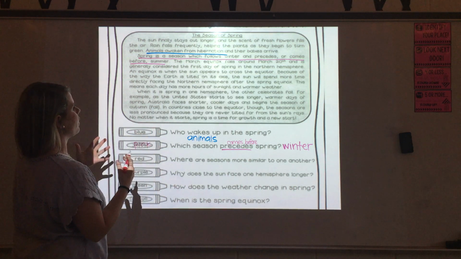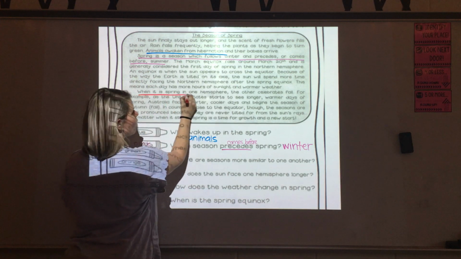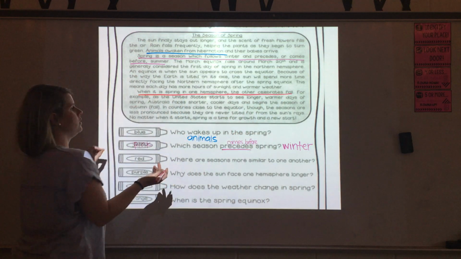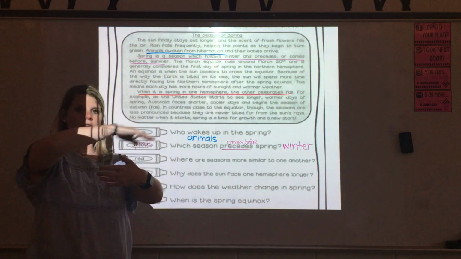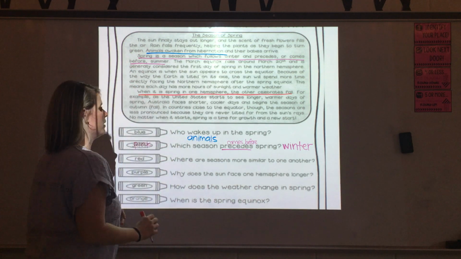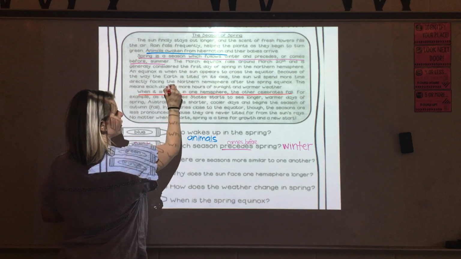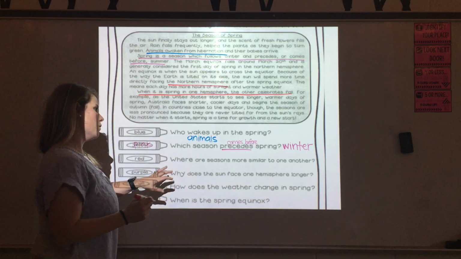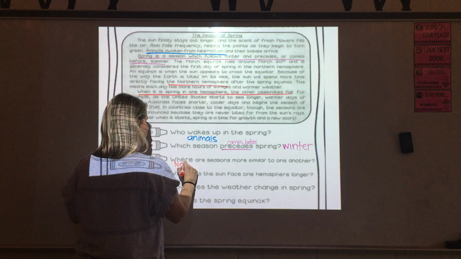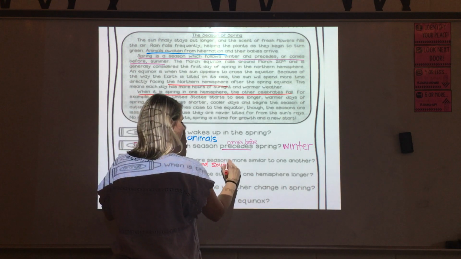kind of 2 and 3, let's go to 3 first, where it says, when it is spring in one hemisphere, the other celebrates fall. So the earth is broken up into the northern half, the northern hemisphere, the southern half, the southern hemisphere. And it mentions the northern hemisphere here. So the seasons are more similar to one another in the north and south hemisphere.